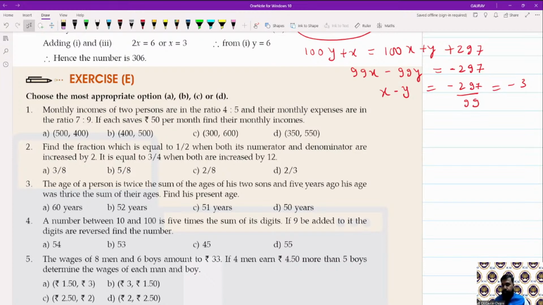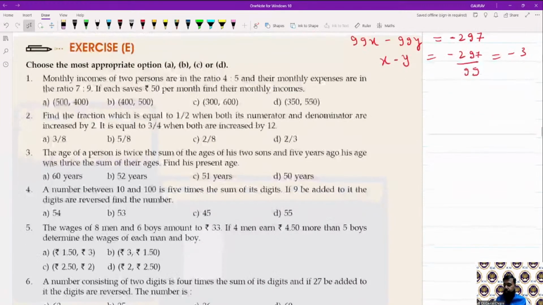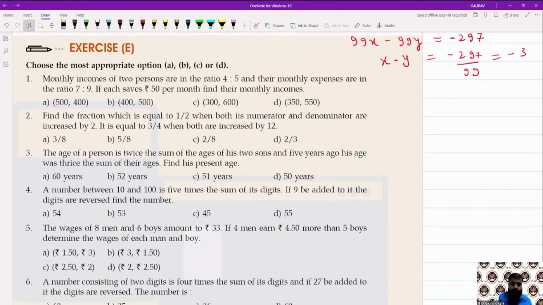Okay, so let's move towards the exercise. Option number E. Yash Rahate says, I love your teaching. Thanks, Yash. Now, exercise number E. Choose the most appropriate option.